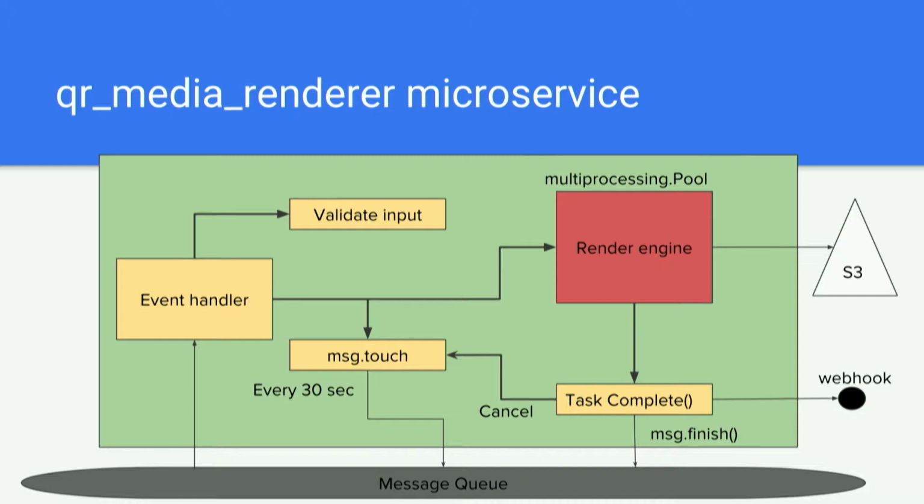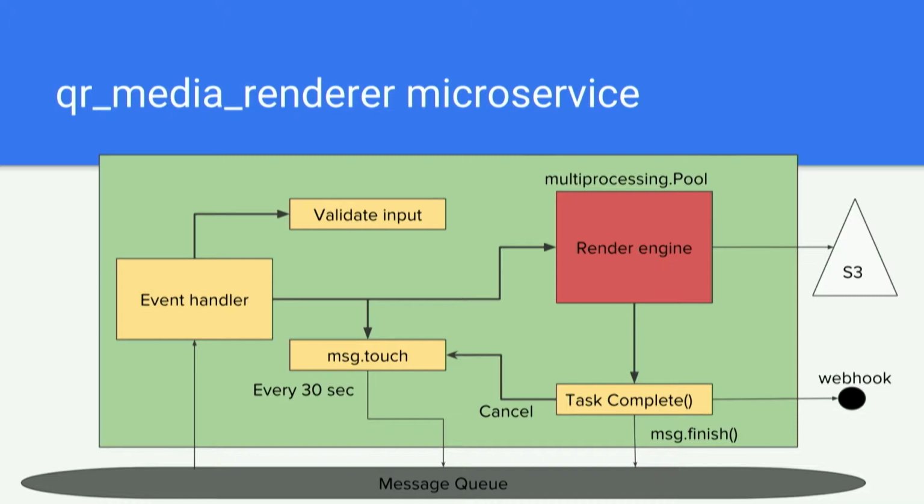So diving into the renderer, there would be the event handler that gets the message off of the queue. It validates the input, that's the Stitcher schema language. There were message timeout limits, and so we needed to be able to constantly send basically a heartbeat back to the queue to let them know that we're still working, and that's what the touch command is for.